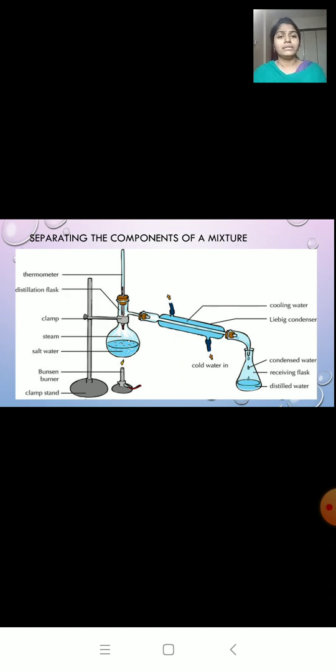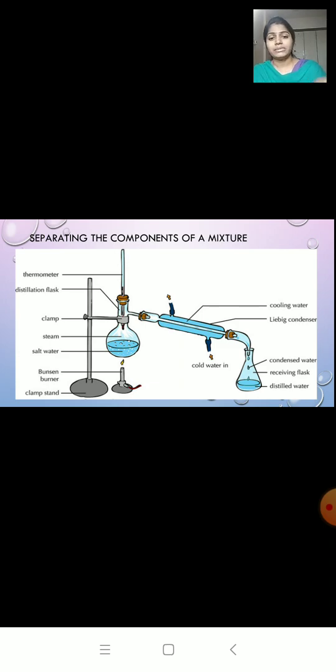Now we have learned that we can separate it by using evaporation. But when we evaporate salt water, what is happening? The water is evaporated and that water is lost in the air. So what we get? Only salt. But by using the distillation technique, we can recover both salt and water as well.